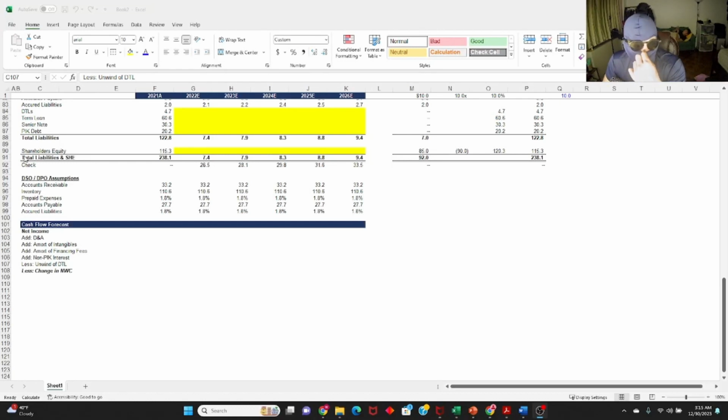My bad, my recording stopped because I ran out of computer storage space, so I need to clean things out. But where did we leave off? We left off at the change in net working capital. So, sorry, let me just unbold this and underline.